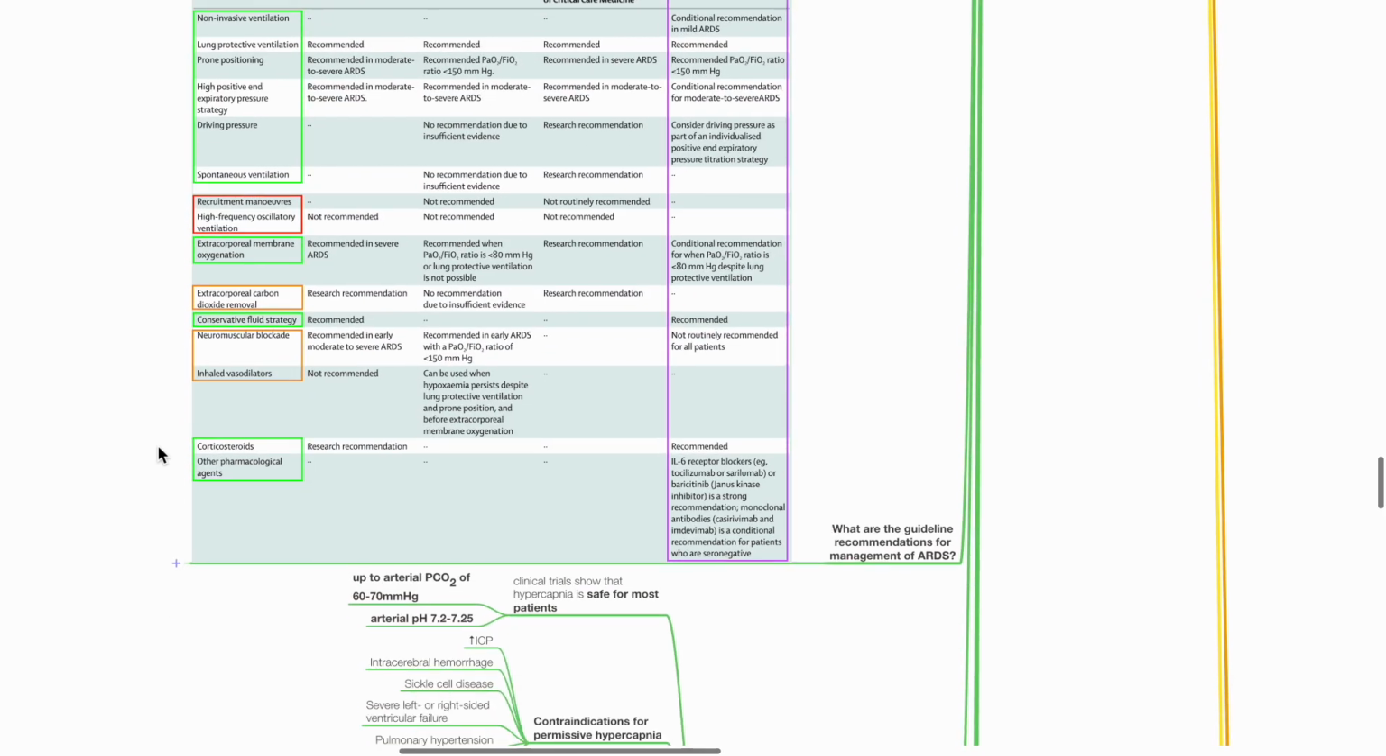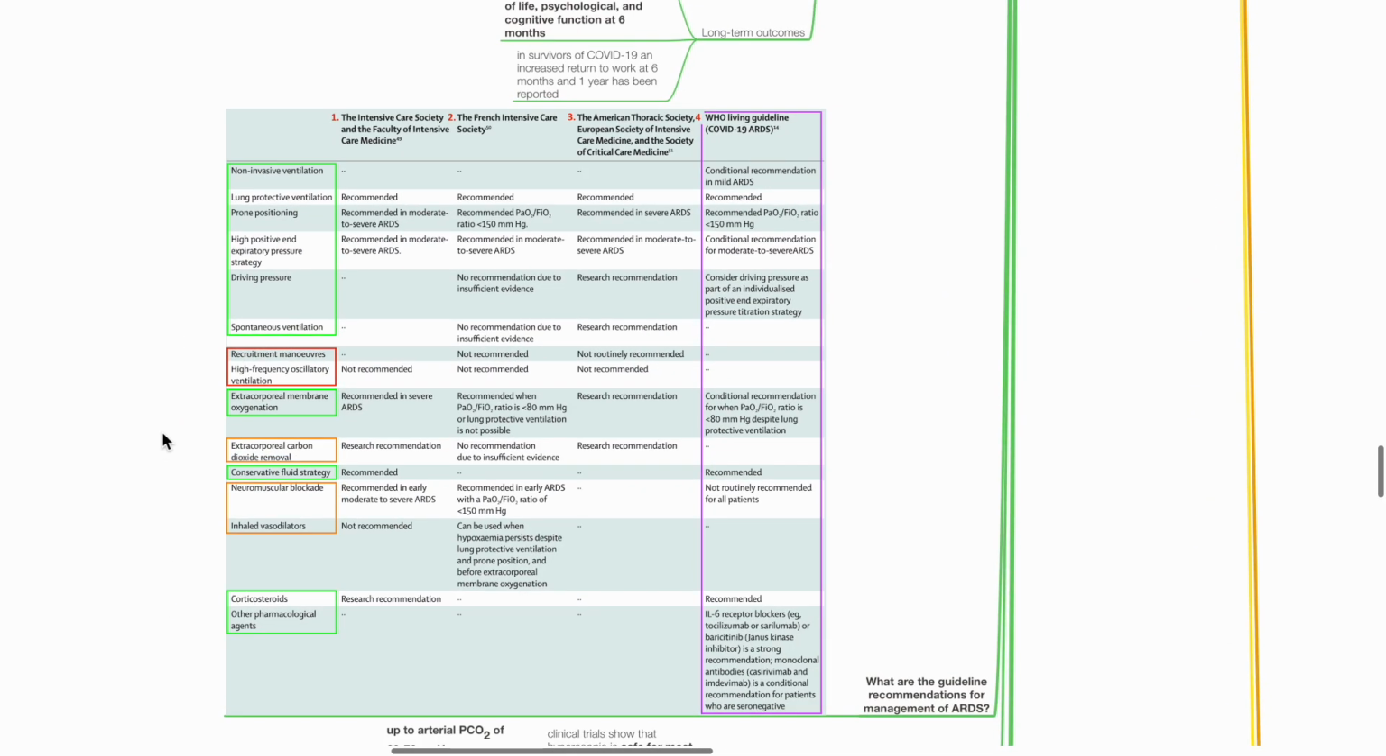What are the guideline recommendations for management of ARDS? This table shows the guideline recommendations for 4 guidelines. The first is the Intensive Care Society and Faculty of Intensive Care Medicine Guideline. The second is the French Intensive Care Society Guideline. And the third, the American Thoracic Society, European Society of Intensive Care Medicine, and Society of Critical Care Medicine guideline. The first three guidelines pertain to the non-COVID ARDS population, while the fourth guideline, the WHO Living Guideline, is specific for COVID-19 ARDS. For NIV, there are no specific recommendations for the first three guidelines.